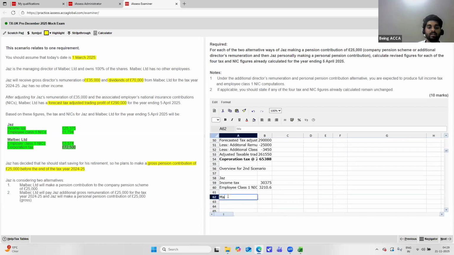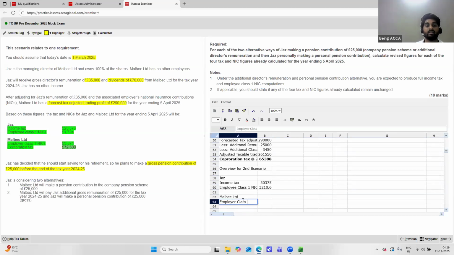And next, Malbec Limited. Presenting the overview, just stopping the answer right here will also give you the marks. But presenting the overview will actually make it clearer for the evaluator to understand what comparisons you're making over here. So for that reason, it would always be better to show it in this overview manner.